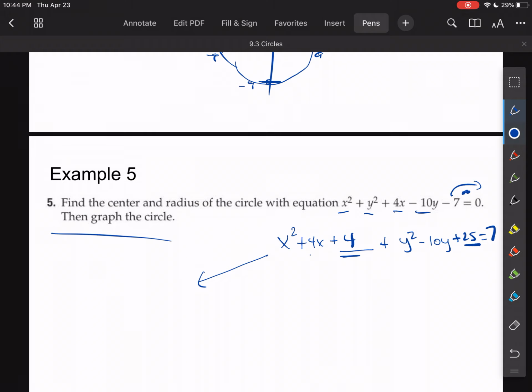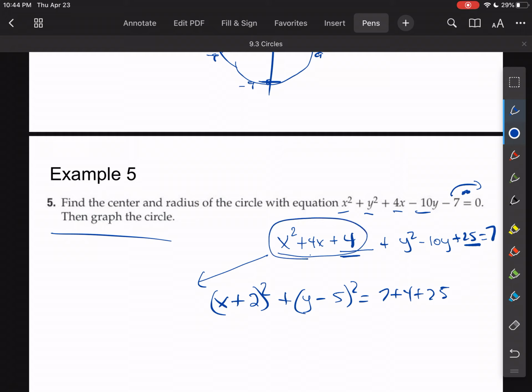So when I do this, this thing will simplify to x plus 2 squared plus y minus 5 squared is equal to 7 plus 4 plus 25. Okay, so again, how I got that was this: once we have a perfect square, which we created by completing the square, it's the square root of the first term with this sign and the square root of the last term squared.